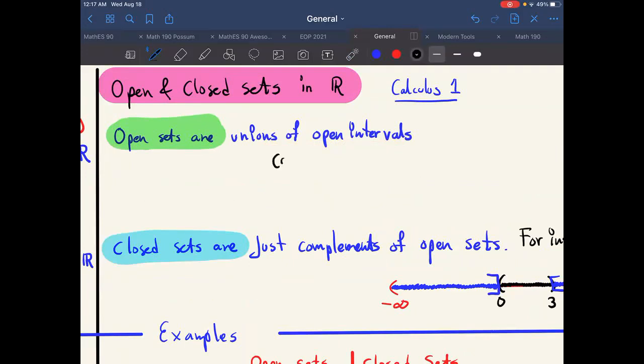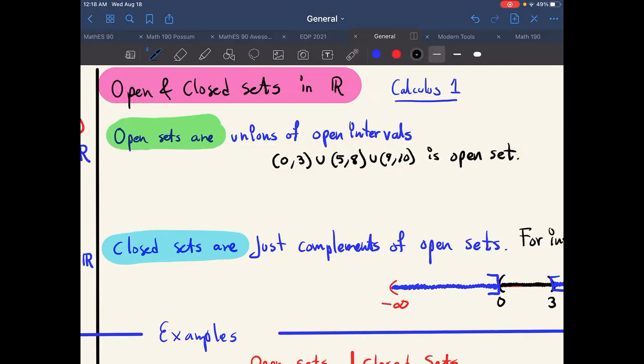(0, 5) union (9, 10) is open. Why? It's an open set. Or we can just say open. Sometimes we disregard that and we just say, oh, that's open or open set. Why? Because it's a union of open intervals. This is 1, 2, 3 open intervals. That's why that's an open set.